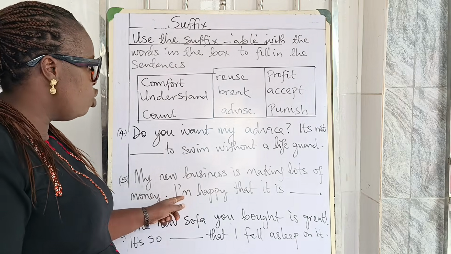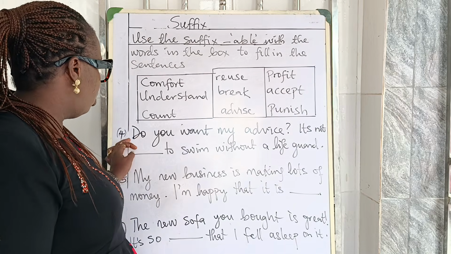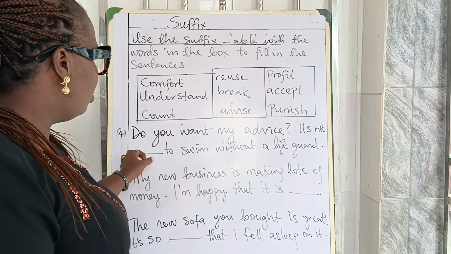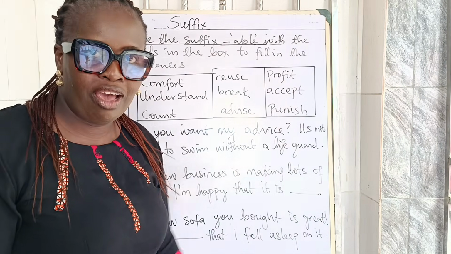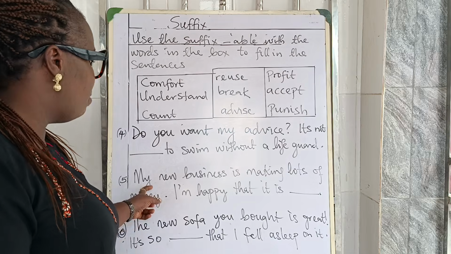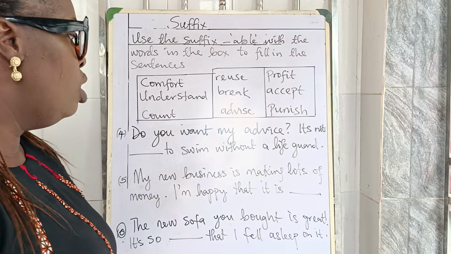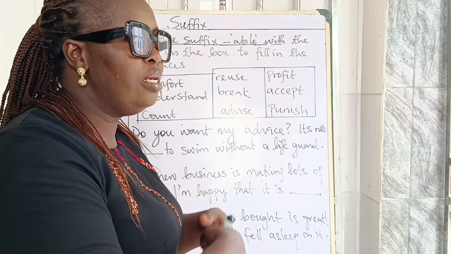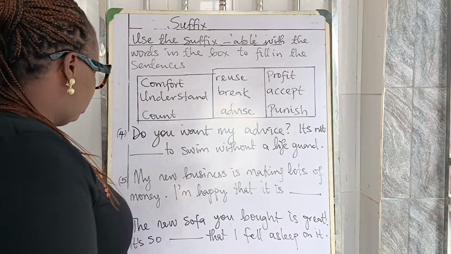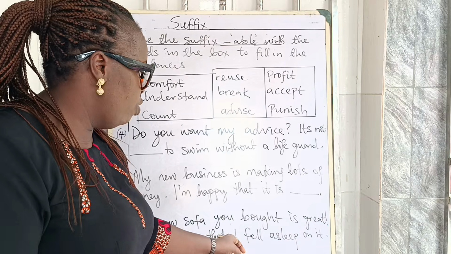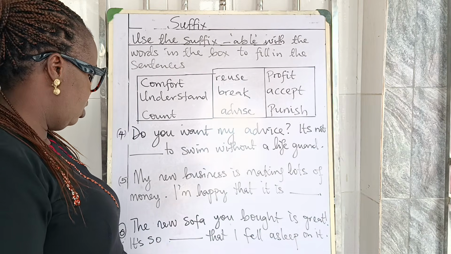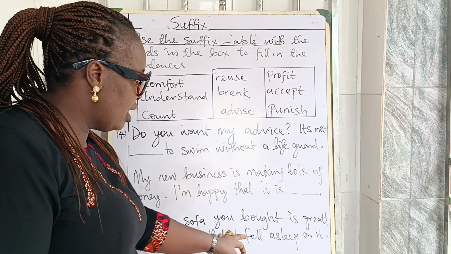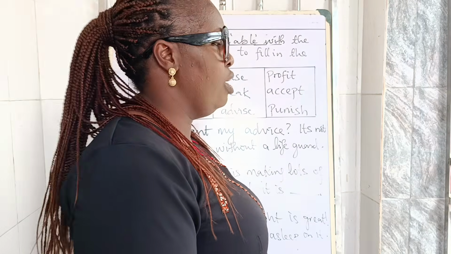Number five, my new business. Number four, do you want my advice? It's not dash to swim without a lifeguard. Five says, my new business is making lots of money. I'm happy that it is dash. Six, the new sofa you bought is great. It's so blank, that's dash, that I fell asleep on it.